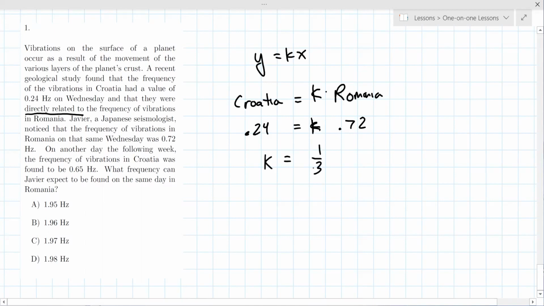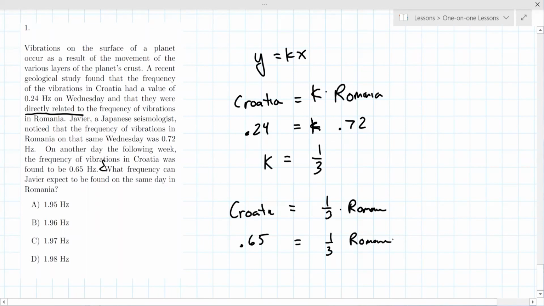Okay. Now, what is the question afterwards? It says, what frequency can Javier expect to be found on the same day in Romania? So it's saying, okay, same thing now. Croatia equals 1/3 times Romania. What are they in Croatia? It's 0.65. Oh, when you're trying to find what it is in Romania? That's right.